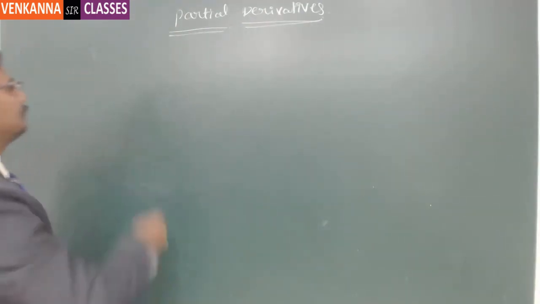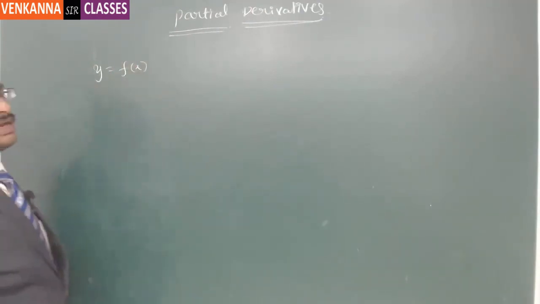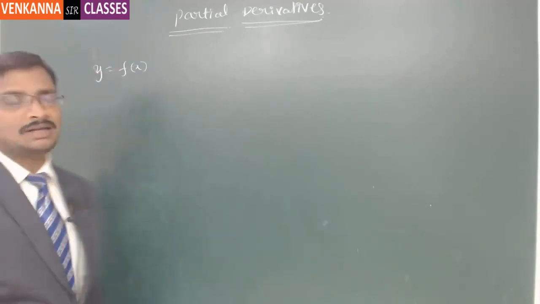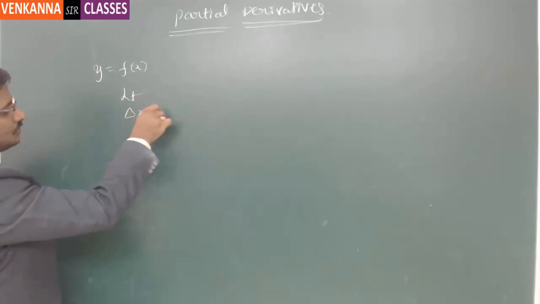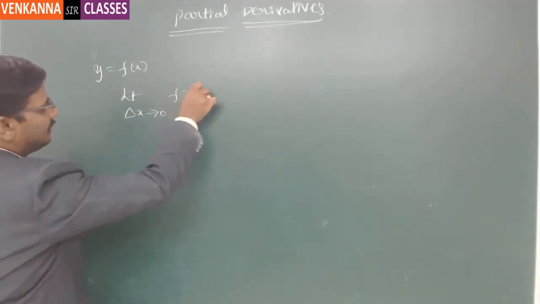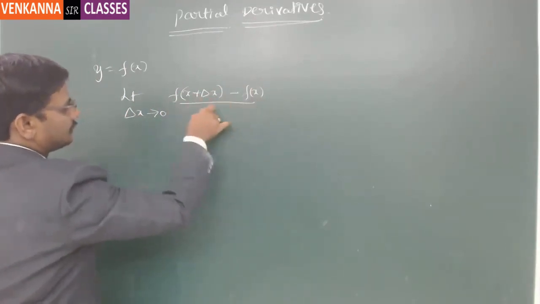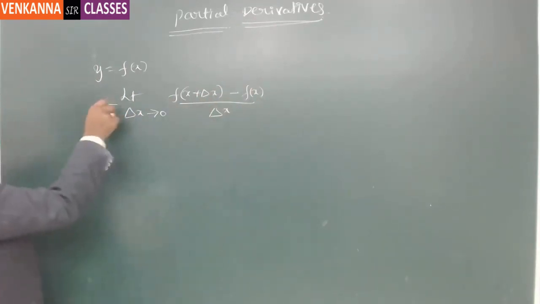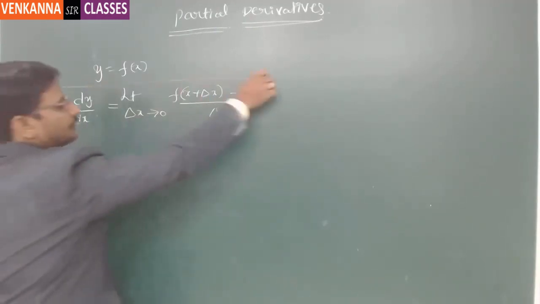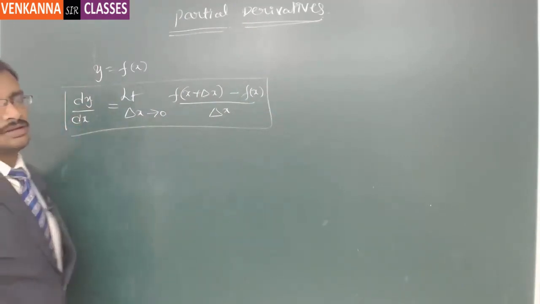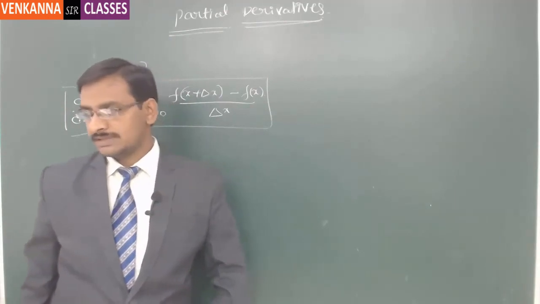So if we take the simple function y is equal to f of x, and if you take the derivative of it, which essentially means the limit as delta x tends to 0 of f of x plus delta x minus f of x divided by delta x. So this is what we call the derivative of y with respect to x, right? So this is how we define the normal derivative of any function y is equal to f of x, right?